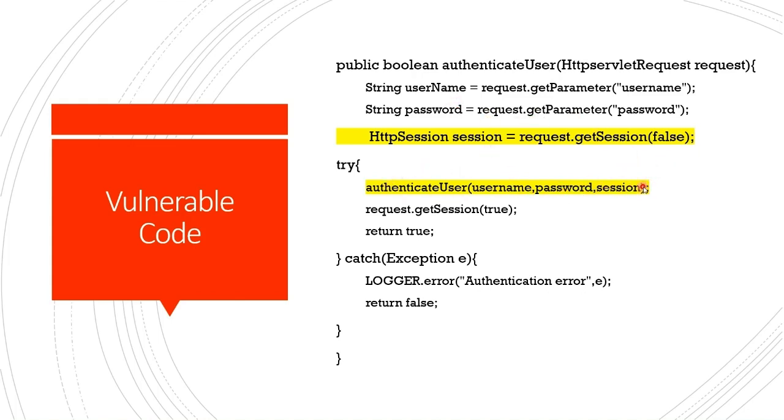If the username and password are correct, they establish a session, you can say request.getSession true, return true. Now the session is established and you are able to access the application. So this is the vulnerability. Whatever session came in the request, the same one is used by the application. There's no validation of the session, which leads to this kind of vulnerability.